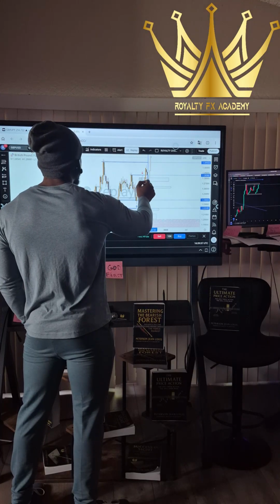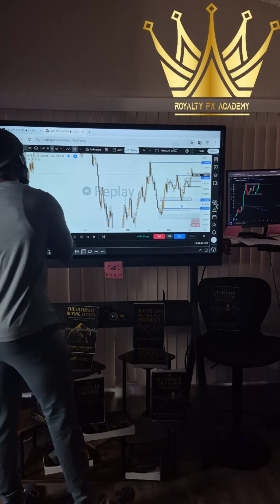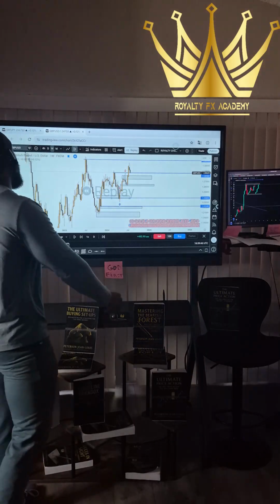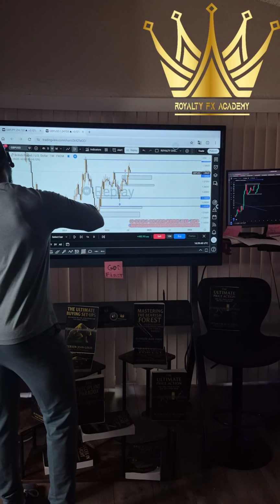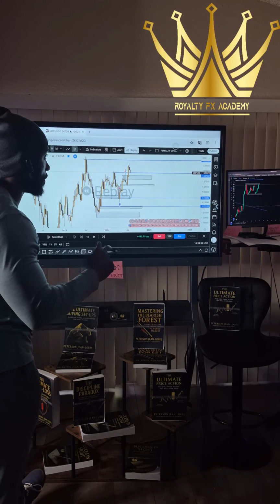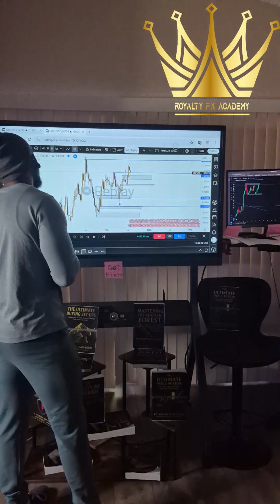Why? Because this candle right there gives us a stop hunt low. All right. Please remember, if this is our entry point, our stop loss is down there. So when taking the trade, proper stop loss placement is very, very important.